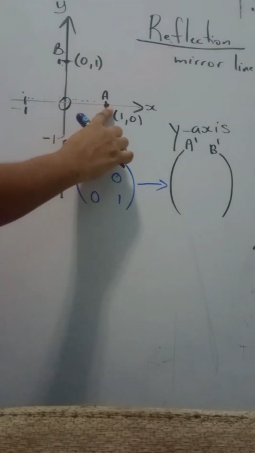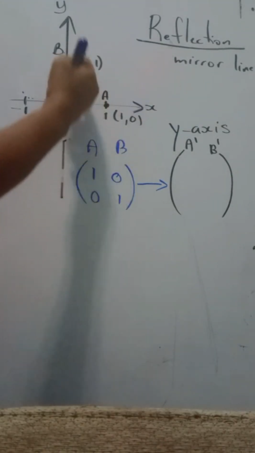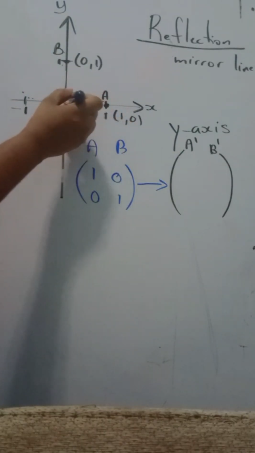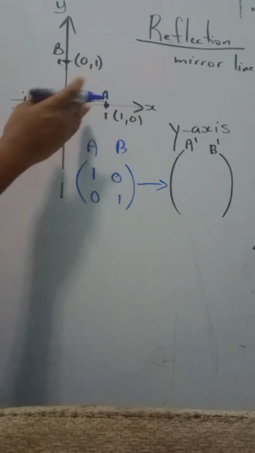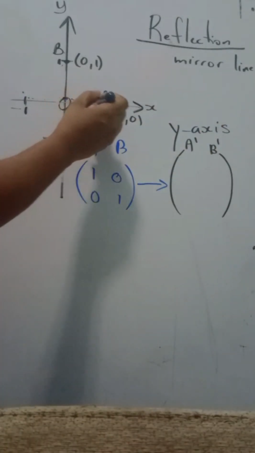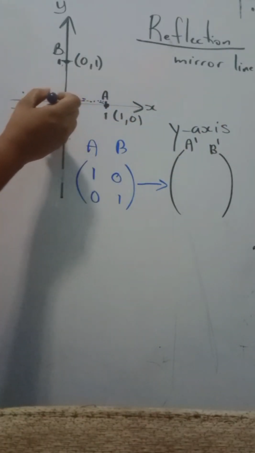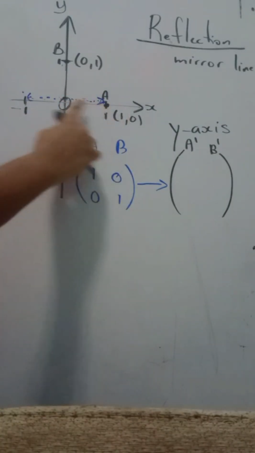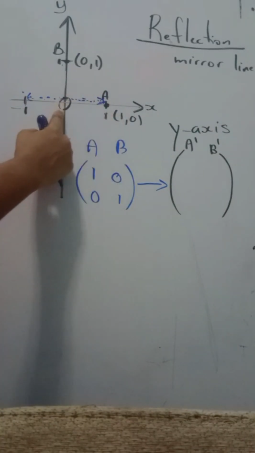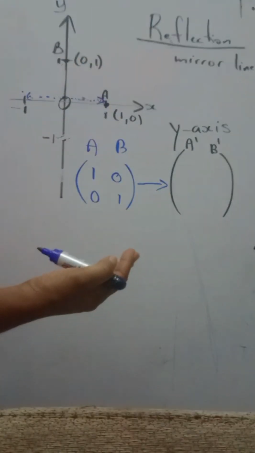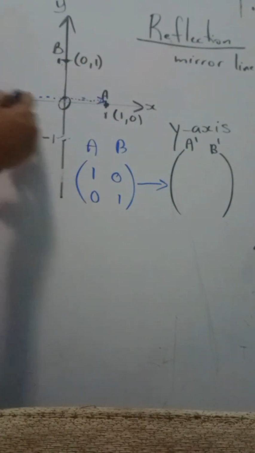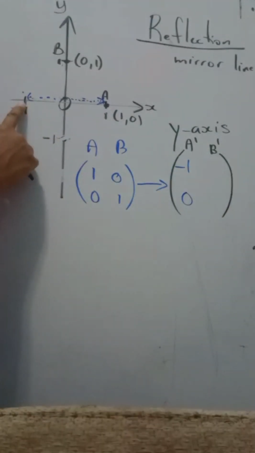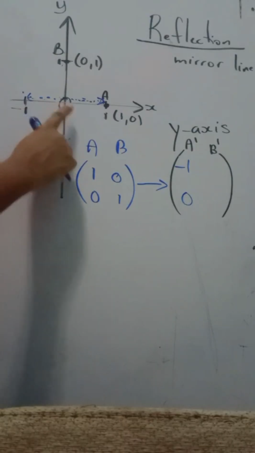Now, seeing that A is 1 unit to the right of the y-axis being the mirror, for a reflection, we know that it must be a flip, so it must go in the opposite direction. So since A was to the right, it means that A prime would go to the left. And it must be symmetrical, so if it's 1 unit right, it would be 1 unit left. What then would have been the coordinates of A prime? That's negative 1, 0. Recall that we must represent our x first and then our y.